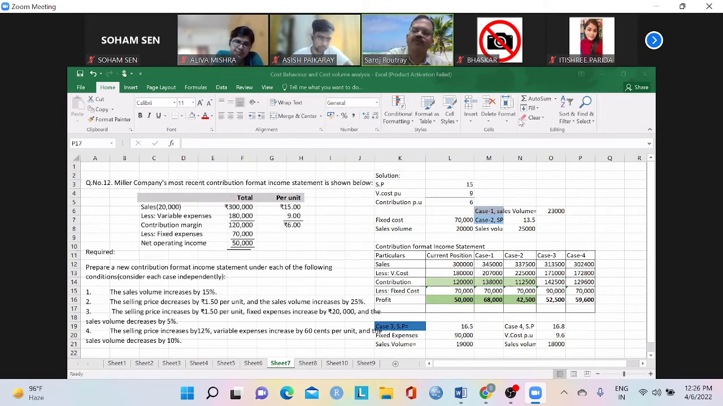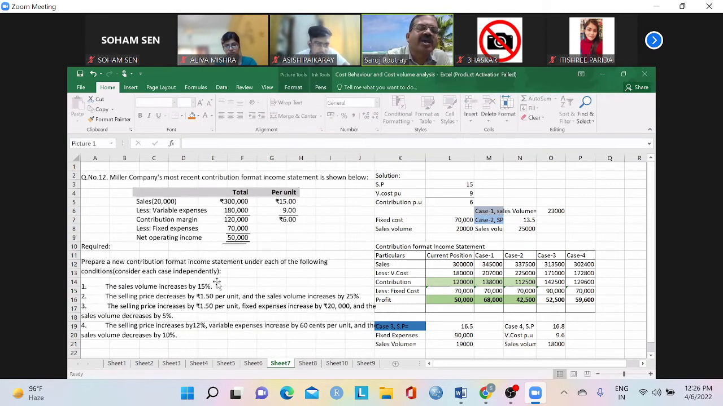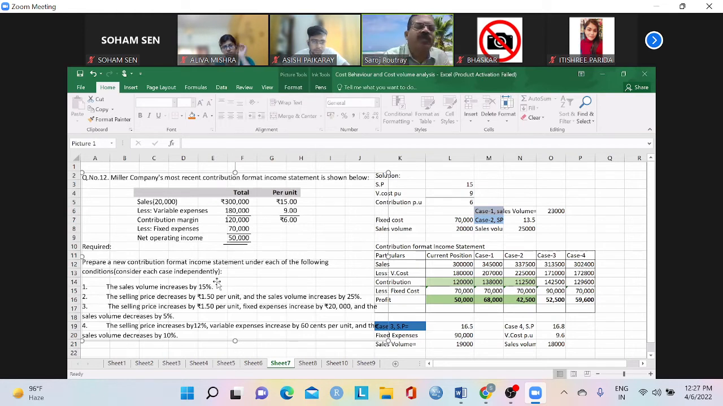So these are 4 independent cases, right? One case has got nothing to do with the second case. So when you will be analyzing the first case, you will be thinking about the first case only. Rest of the information you will not take into consideration. So 15% volume increases. Okay. Just it's a change of year and they are expecting that the volume will increase by 15%. So what will be the new volume?